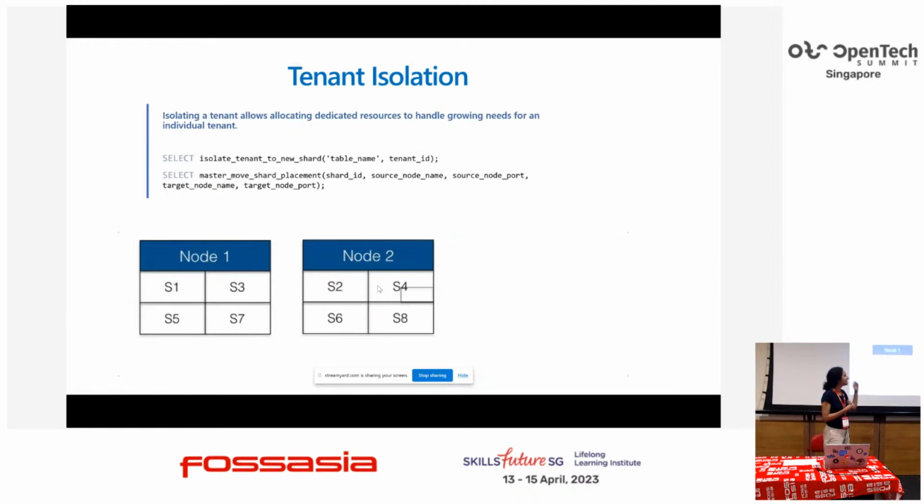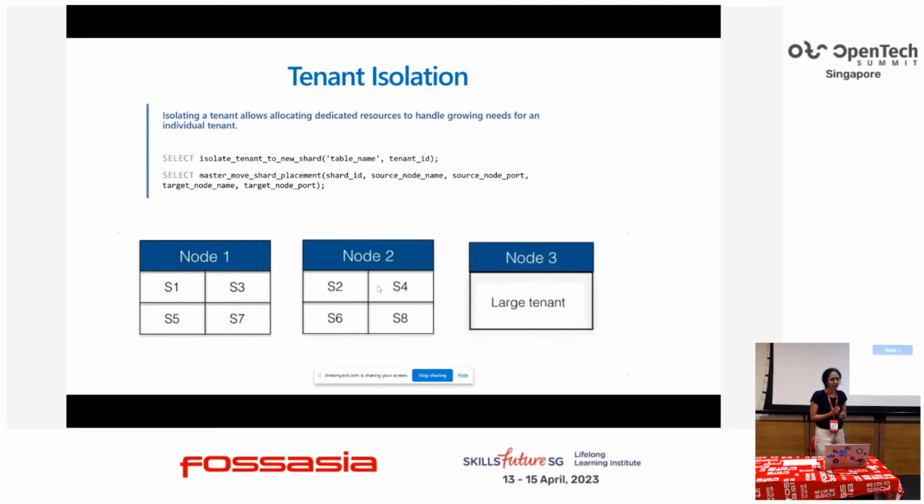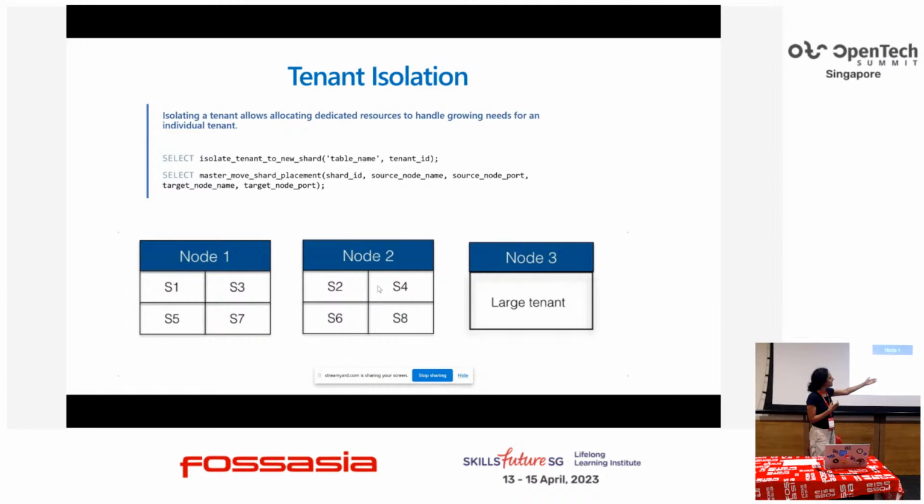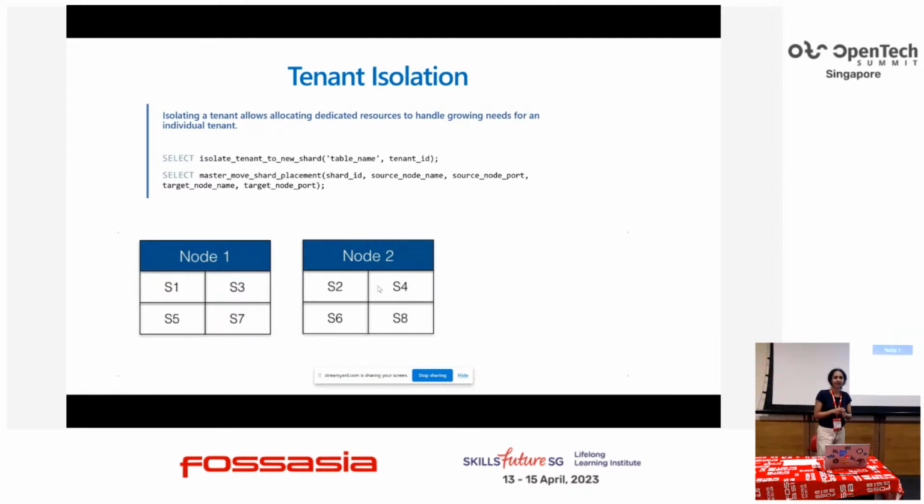One example of that is tenant isolation. For example, there are commands where you can say isolate a tenant to a new shard, and you provide the table name and the tenant ID. In this case, a new tenant has come up in shard 4, and we want to say that, hey, I want to separate it into an entirely new worker node and have this single tenant in that.